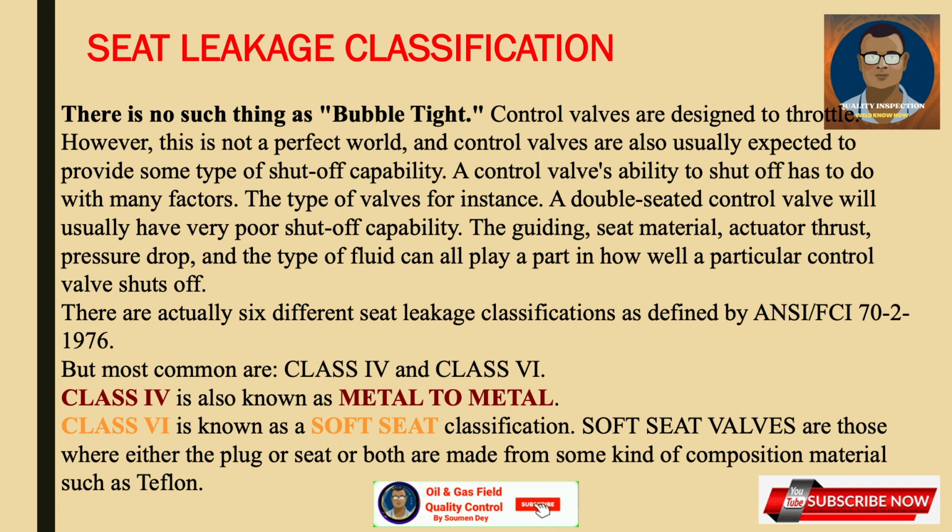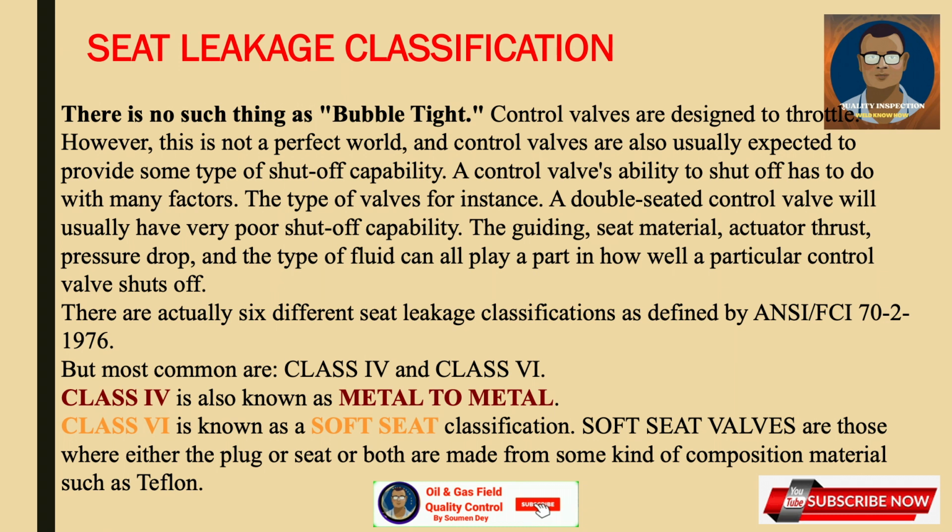The type of valve, for instance, a double-seated control valve will usually have very poor shut-off capability. The guiding, seat material, actuator thrust, pressure drop, and the type of fluid can play a part in how well a particular control valve shuts off. There are actually 6 different seat leakage classifications. Most common are Class 4 and Class 6. Class 4 is also known as metal to metal, whereas Class 6 is known as soft seat classification.